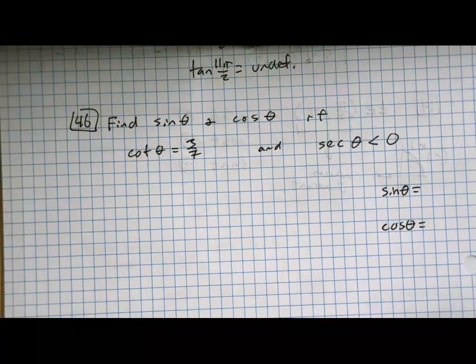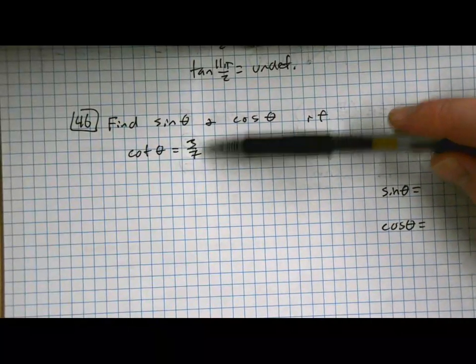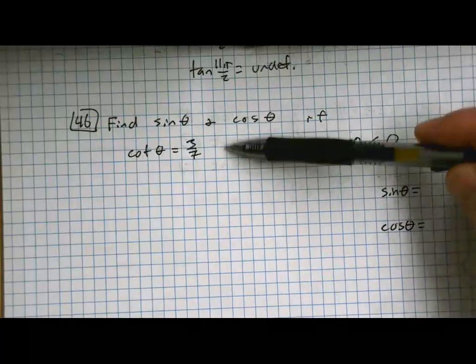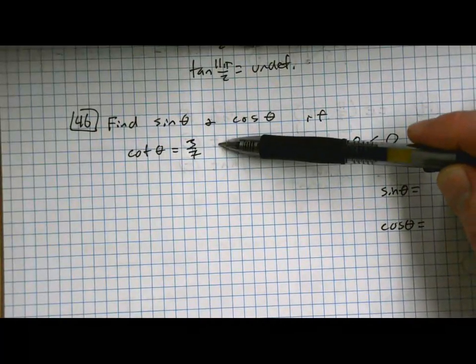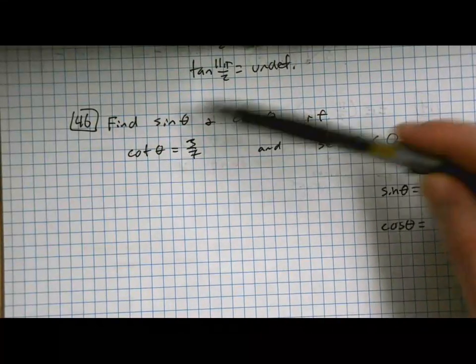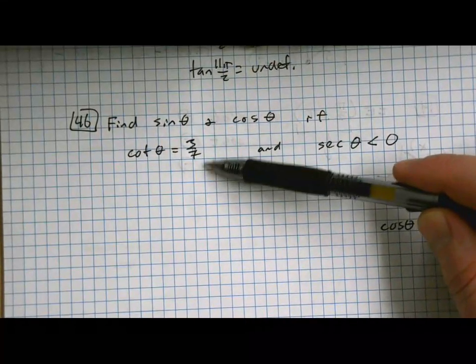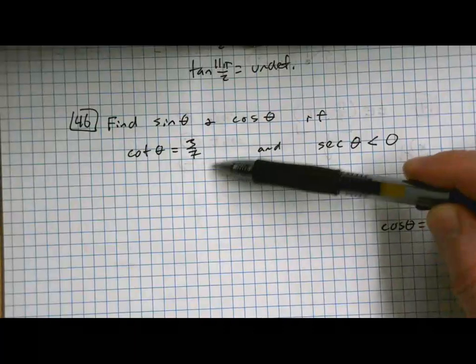So here's what I'm thinking, because I've done these problems a little bit. I feel like we should be able to use 3 and 7 to fill in some sides on a reference triangle. That's probably what we're going to end up doing. I know cotangent is adjacent over opposite, so I'll be able to put the 3 and the 7 in those two spots once I figure out where my triangle is and where my reference angle is.